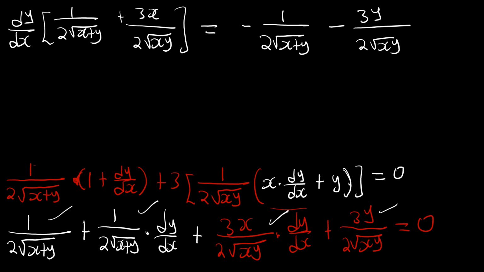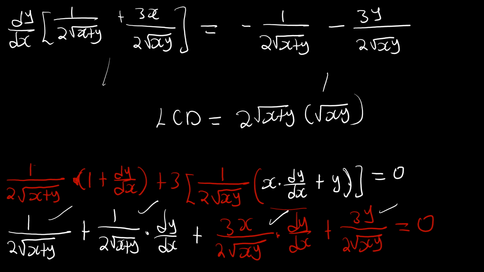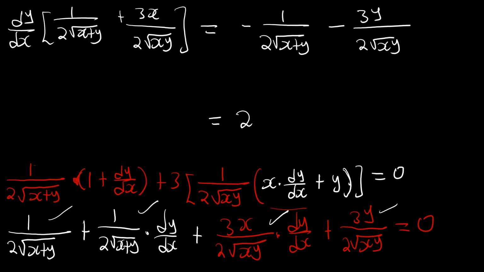So if you can check on the left hand side and on the right hand side, it seems like we're going to have the same lowest common denominator or the same LCD. So the LCD for both fractions is going to be 2 root of x plus y multiplied by root of xy. This will be our LCD. So let's solve this one first.